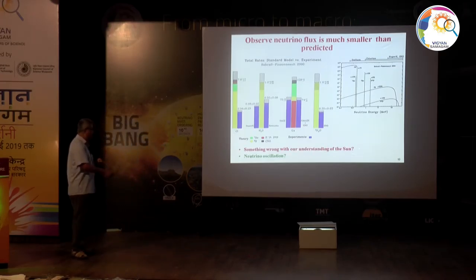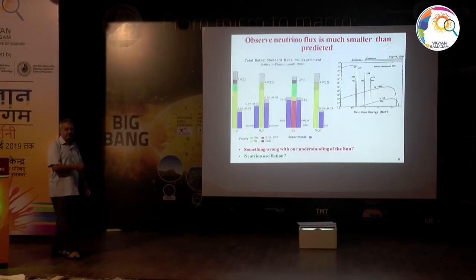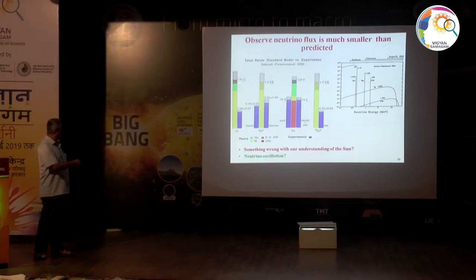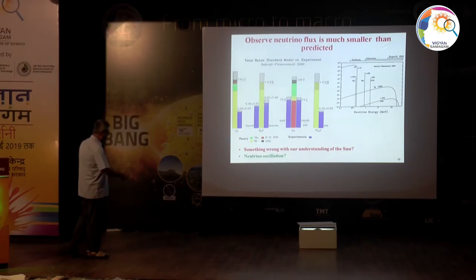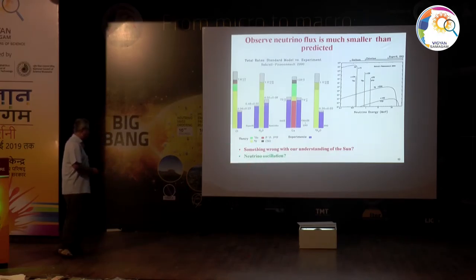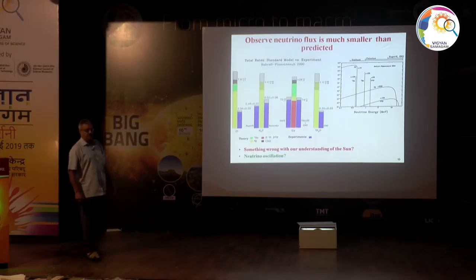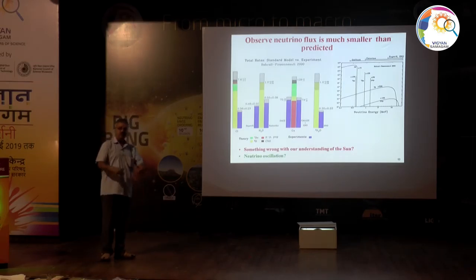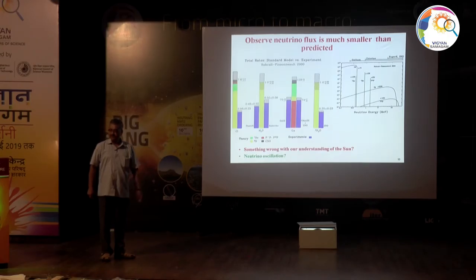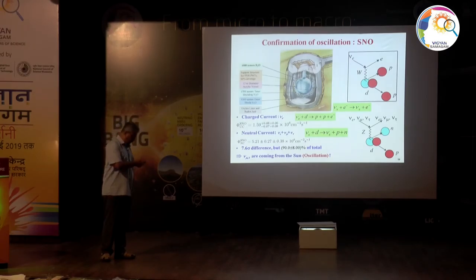Then what can happen, that the experimental observation is so much different from what was predicted by our calculations? So another hypothesis is that there is a neutrino oscillation: when the neutrino is produced in the sun and comes to the earth, it converts to something else. So that is one of the speculations, and I will try to talk about it a little more.